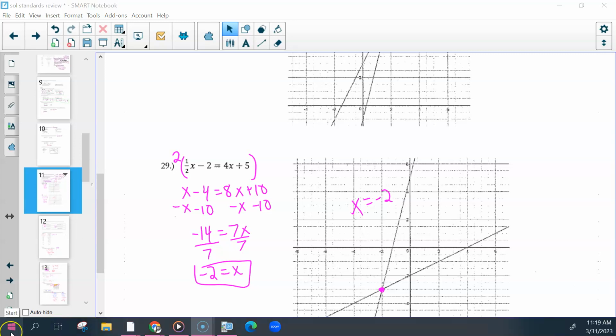And we'll go to the last. Still need 28 or 29? This one.